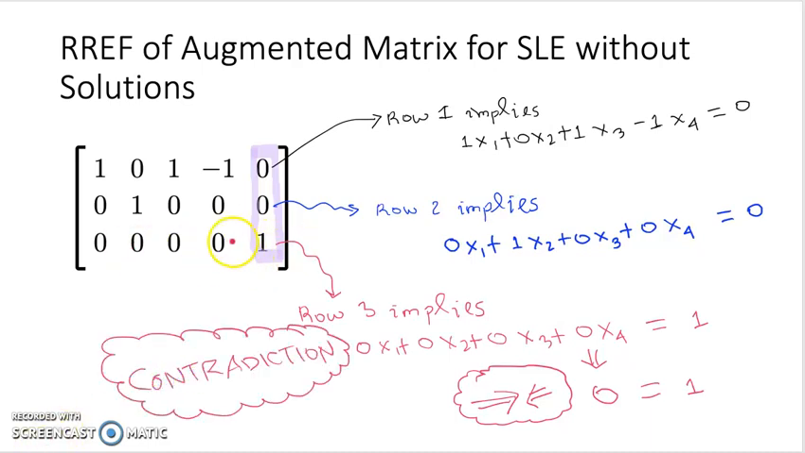This contradiction is a red flag that we can infer from the information provided by the reduced row echelon form. So when there is a contradiction, something that is equal to something that is not equal to, they're not supposed to be equal, then we rule out that it is possible to find solutions for this system. This would be one of the scenarios where the solution set is the empty set.